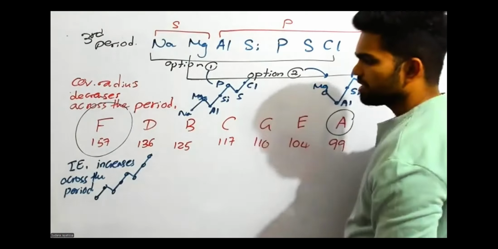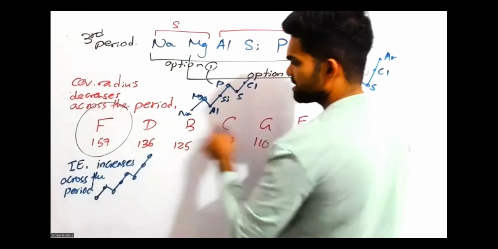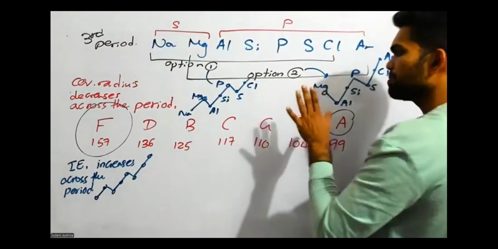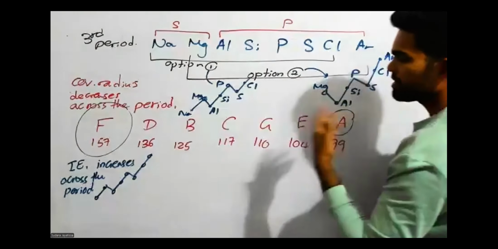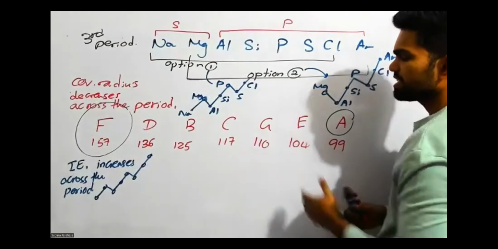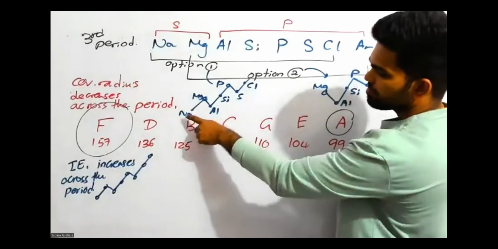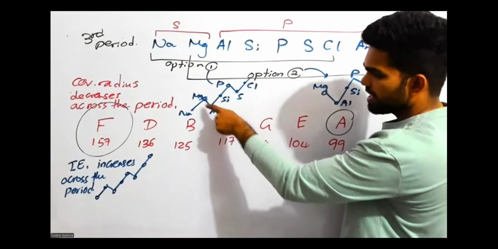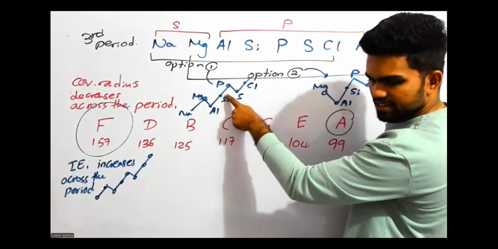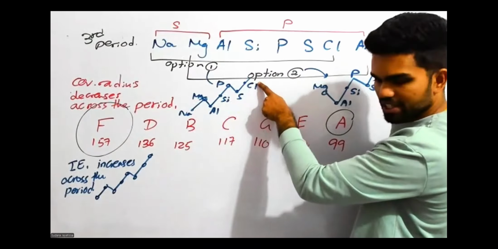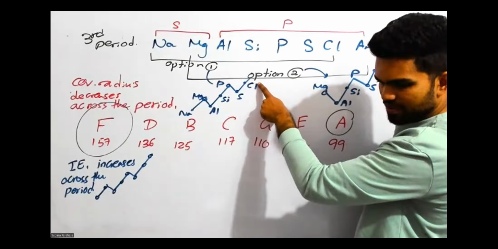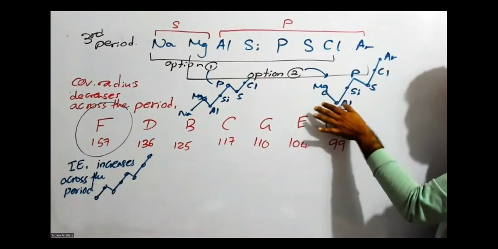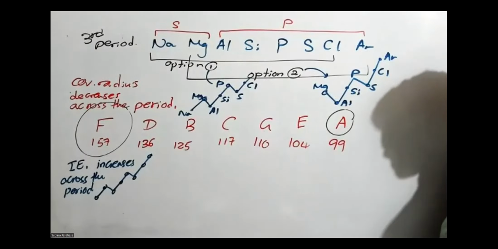Now let's write down their relevant first ionization energies. If it is option 1, how should the first ionization energy vary? Sodium is having the lowest, then aluminium, then magnesium, then silicon, like that. The highest value will be there for the chlorine. Understand? But if it is the second option, the lowest value will be there for the aluminium.